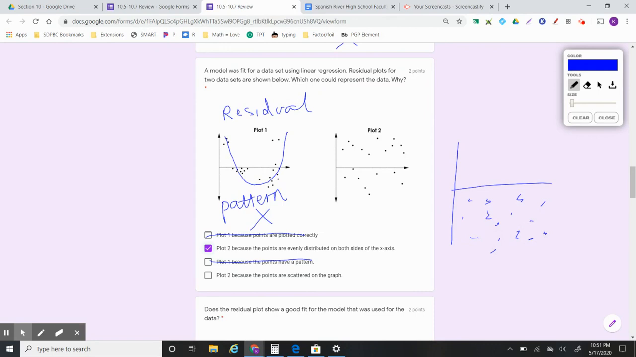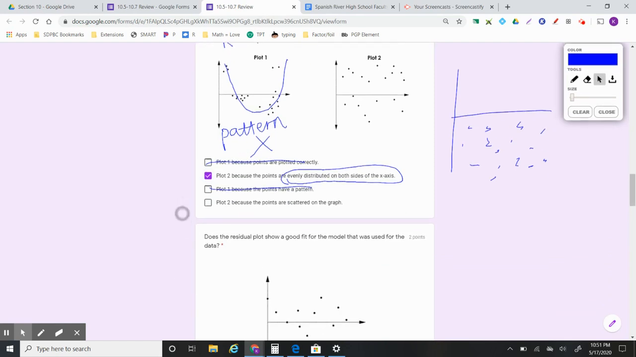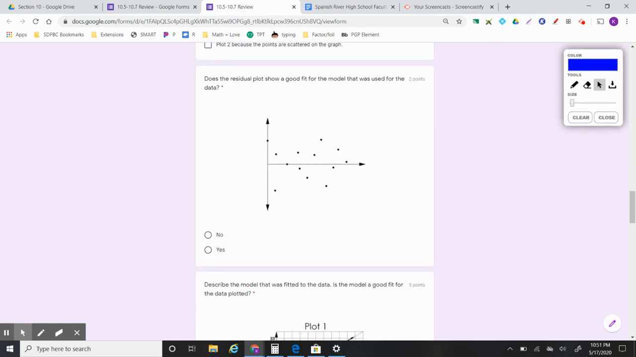But they're all on one side. For it to be a good residual plot, it needs to be evenly distributed on both sides. So that's why it is that one and not just scattered on the graph. Does the residual plot show a good fit? Yes, it's scattered on both sides and there's no pattern.